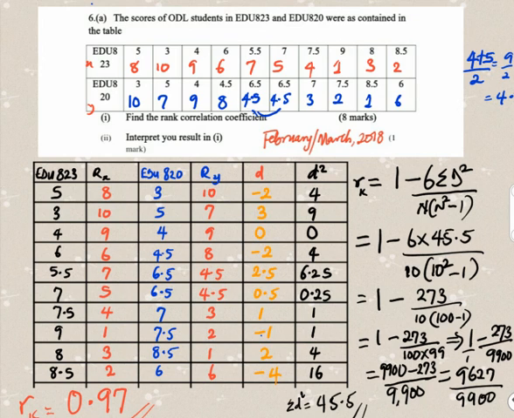But if you by any means approximate it to +1, that is approximately 1, it means there is a perfect correlation between EDU823 and EDU820. So let's leave it this way, 0.97, which is high positive correlation between EDU823 and EDU820.